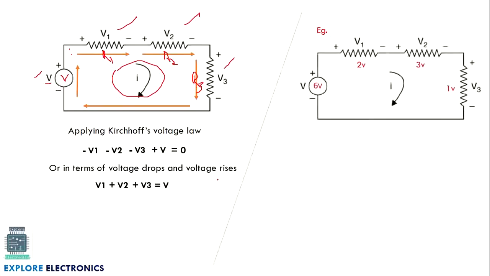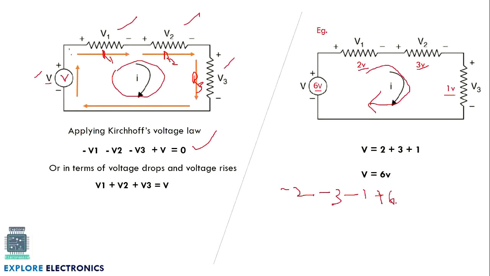By taking values, if we have a 6 volt power supply and 2 volts is the voltage drop here, 3 volts is the voltage drop here, 1 volt is the voltage drop here, and the current flows in this direction. If we apply KVL, 6 is equal to 2 plus 3 plus 1. Or with the other method, it is minus 2, minus 3, minus 1 and plus 6, which equals 0. This is how KVL can be applied to any loop.